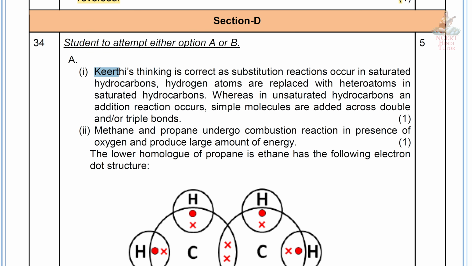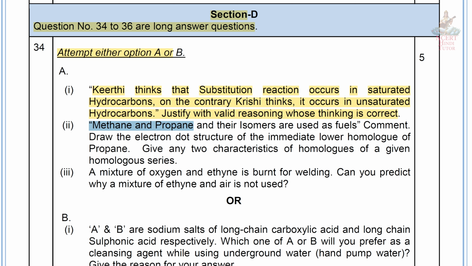Answer. Kirti's thinking is correct as substitution reactions occur in saturated hydrocarbons. Hydrogen atoms are replaced with hetero atoms in saturated hydrocarbons, whereas in unsaturated hydrocarbons an addition reaction occurs. Simple molecules are added across double and or triple bonds. Second, methane and propane and their isomers are used as fuels. Comment. Draw the electron dot structure of the immediate lower homologue of propane. Give any two characteristics of homologues of a given homologous series.